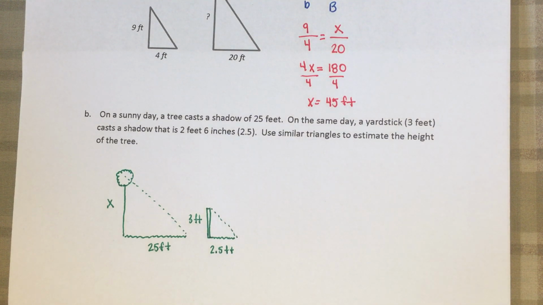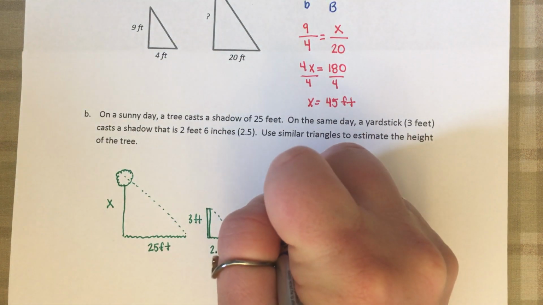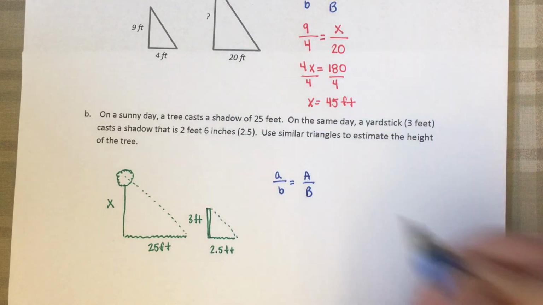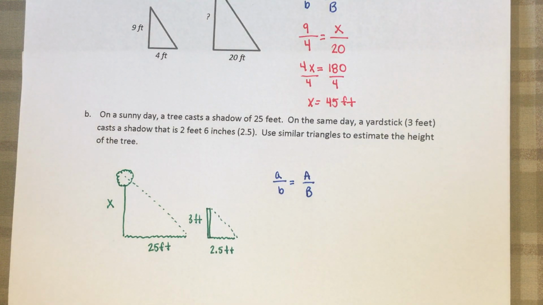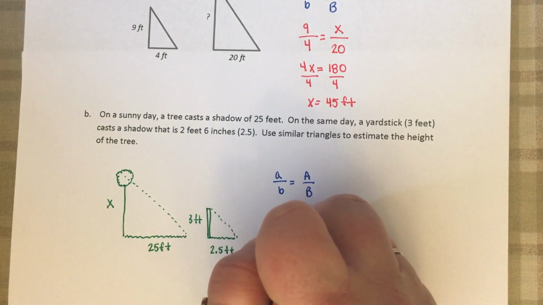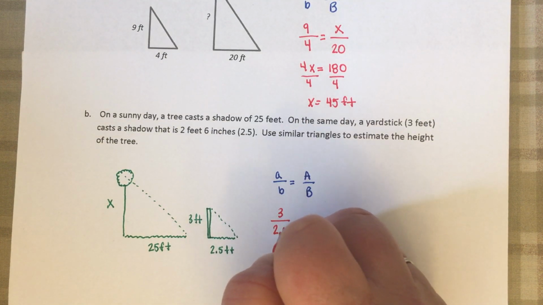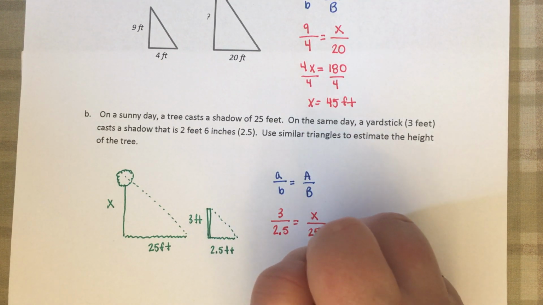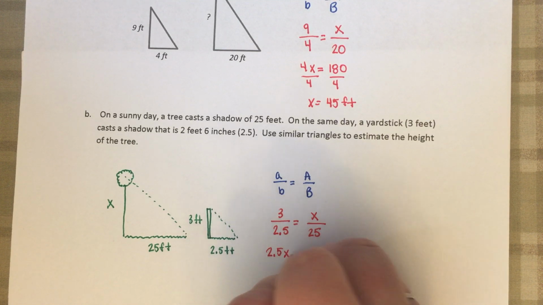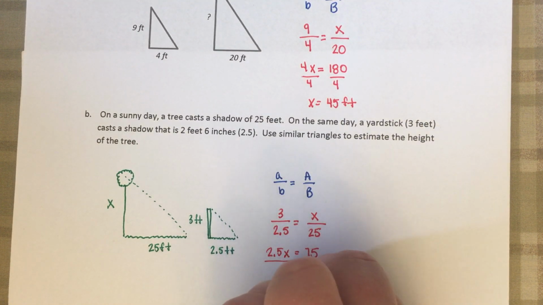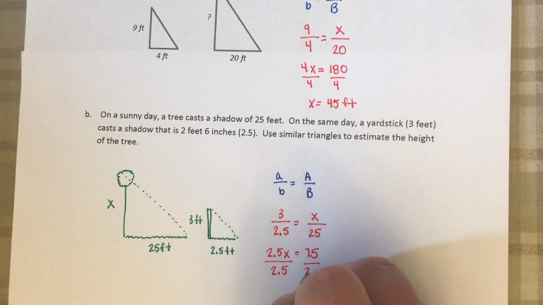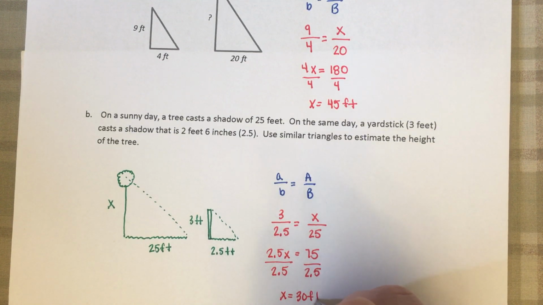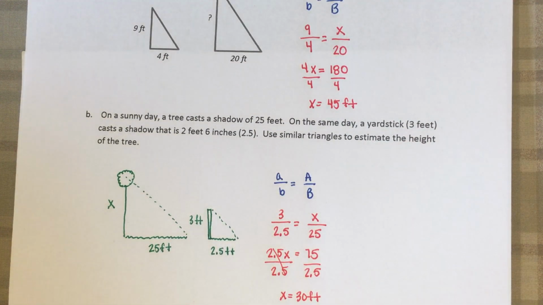Now we can use our proportion to compare these values. So we're going to have little a over little b equals capital A over capital B from our larger triangle. So in our smaller triangle, we're going to have 3 over 2.5 equals x over 25. 2.5x equals 75. Again, by cross multiplying. Divide both sides by 2.5 so that it cancels. X turns out to be 30 feet. So the tree is 30 feet tall.